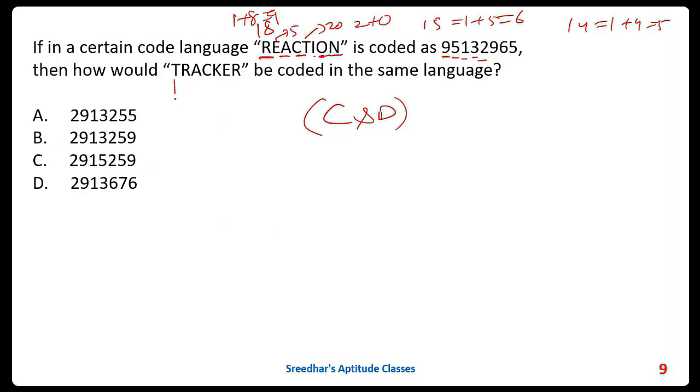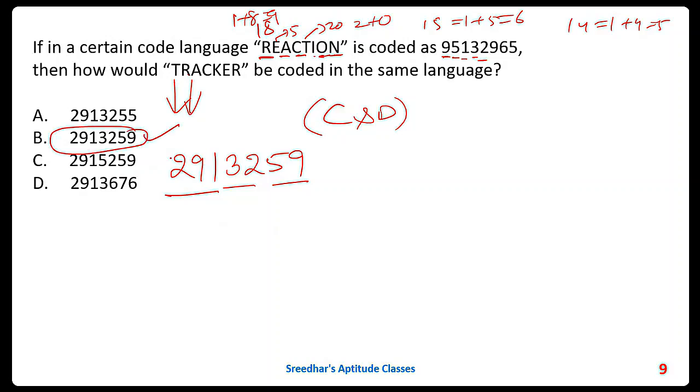So if I apply the same thing, TRACKER: T is 20, so 2 plus 0 is 2, R is 18, 1 plus 8 is 9, A is 1, C is 3, K is 11, 1 plus 1 is 2, E is 5, R is 18, 1 plus 8 is 9. So 2913259.